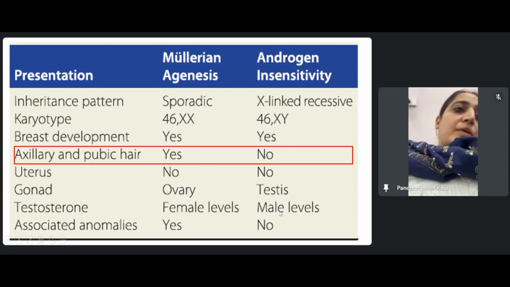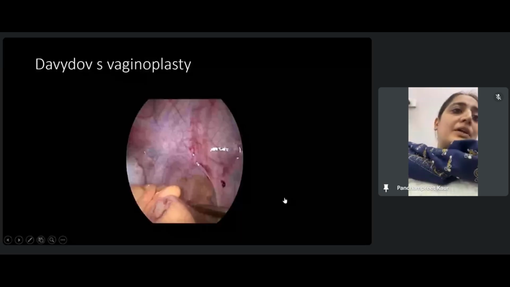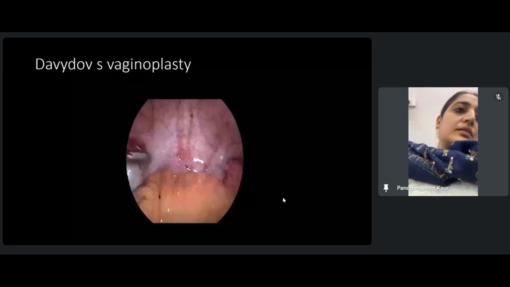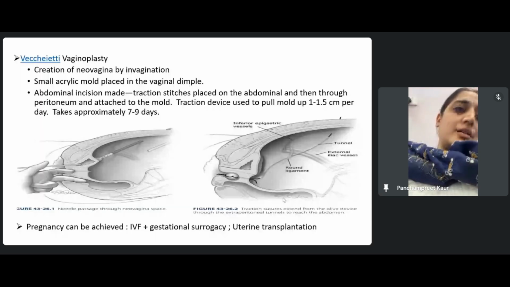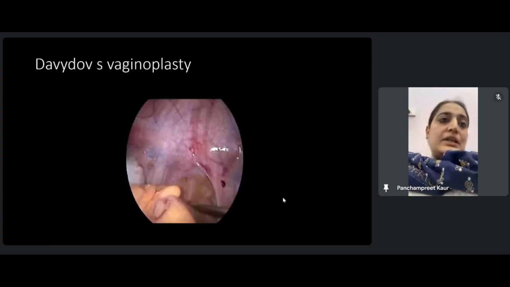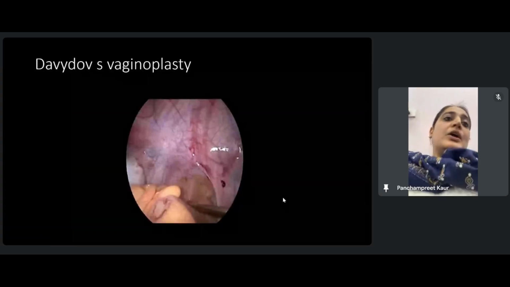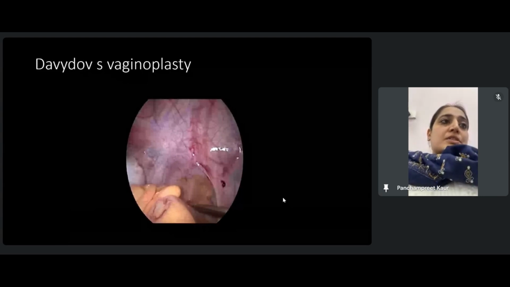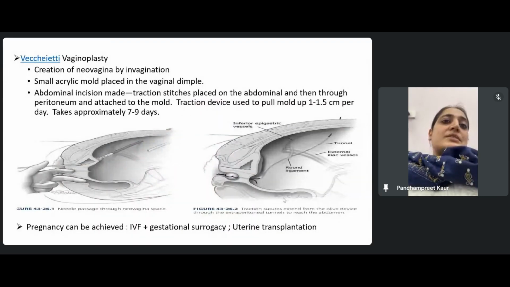So this is the Davidoff vaginoplasty, which is done laparoscopically, and the peritoneal fold is used to create a tract for the vagina. They don't need a skin graft or an amniotic membrane. Only the patient's own peritoneum is sufficient. Also, there is the Vecchietti vaginoplasty. It is not being much used these days.